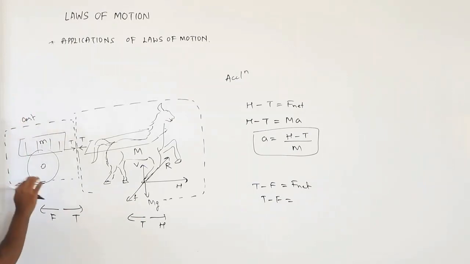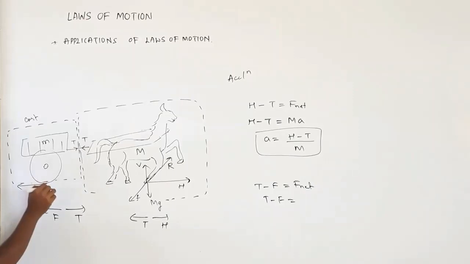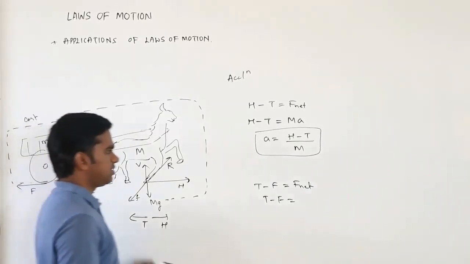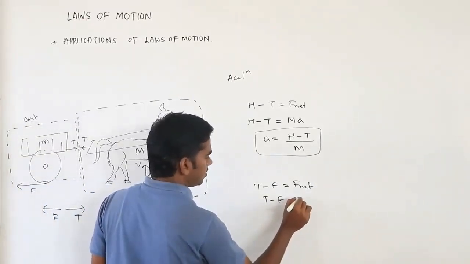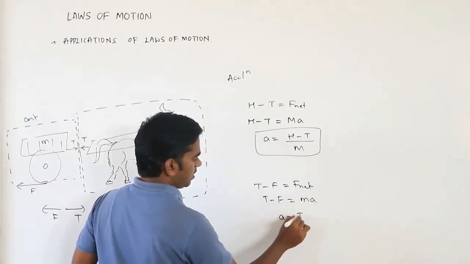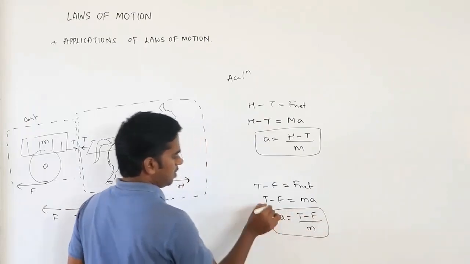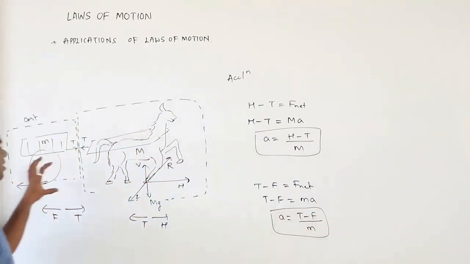This is the cart. So the mass of the cart multiplied by acceleration, so this is mass into A. So A equals T minus F divided by M. This is going to be the acceleration of this cart.